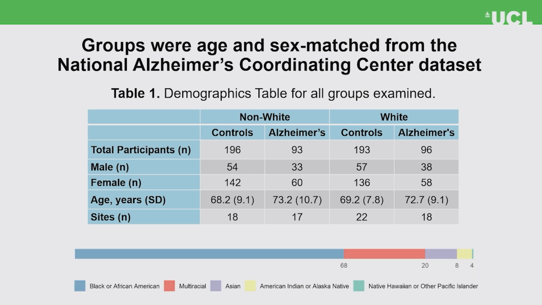The breakdown of the non-white group is as follows. We had 68% of individuals being Black or African American, 20% multiracial, 8% Asian, 4% American Indian or Alaska Native, and lastly, less than 1% were Native Hawaiian or other Pacific Islander.